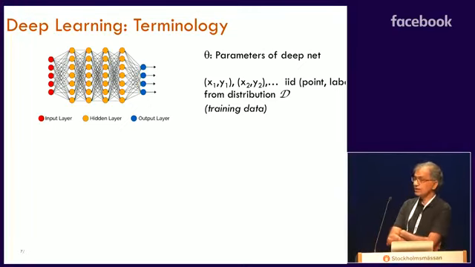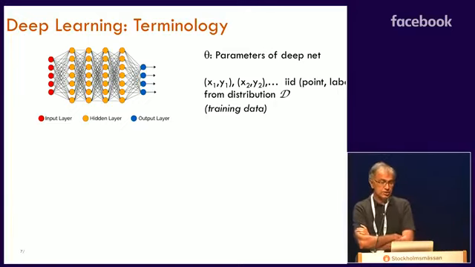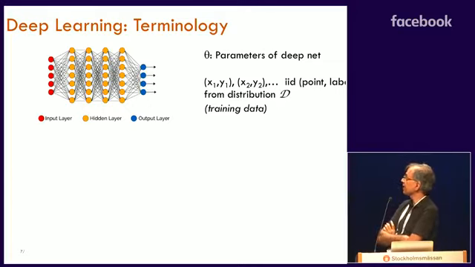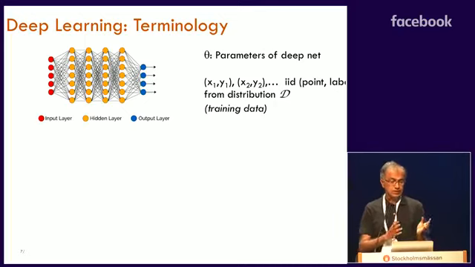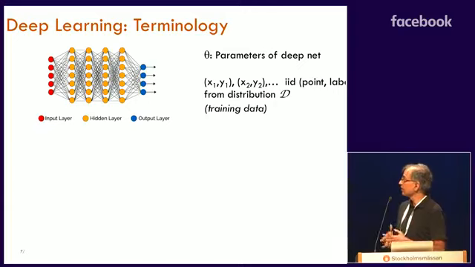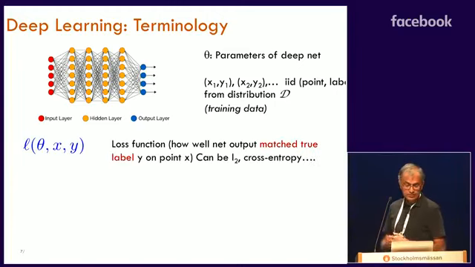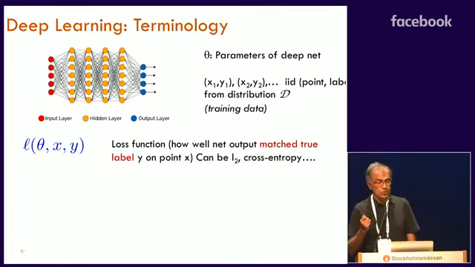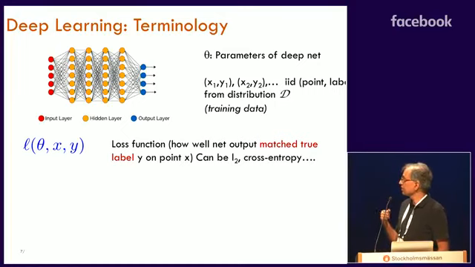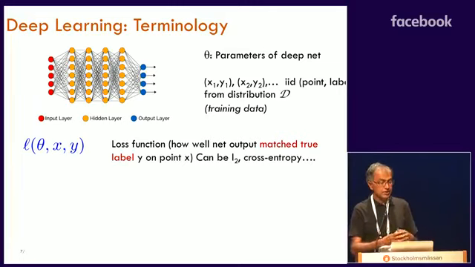I'll start by telling you some terminology just so that we have a common notation in our discussion. So theta denotes the parameters of the deep net. And there's training data, which is a sequence of data points, the xi's, and their labels yi. These are supposed to be IID draws from some distribution of all possible training data. So this is your training data, the sample. And the loss function, given an input x, a data point x, and a label y, is some function, for instance L2 or cross entropy loss, which describes how well the net theta's output on input x matches y.